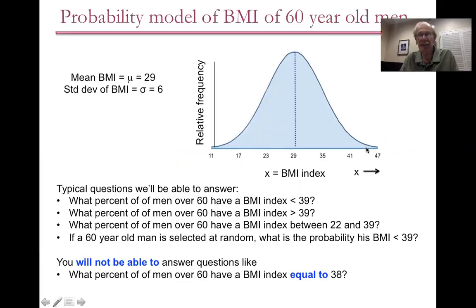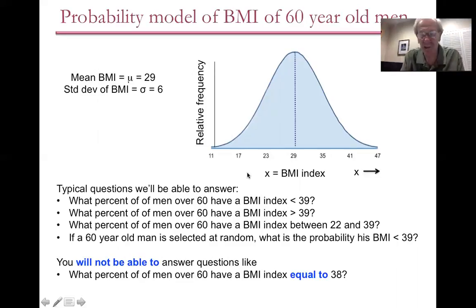How bad is that? I need to know what's the probability of him, which part of the population is he in to have a 46? Is this way out there? Well, from the picture it is, but sometimes from the picture you can't tell. So we start with some typical question. What percent of men over 60 have a BMI less than 39? That's what we need to find out.